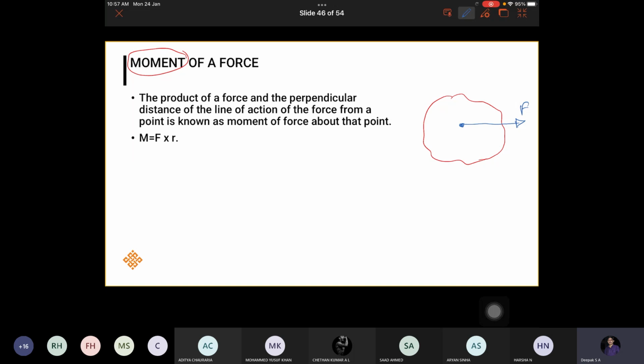Then, if at all I want to find the moment of that force, see, moment refers to a force. So you cannot just write moment. Moment of a force is nothing but its force into the perpendicular distance from the point about which it is taken. So moment of a force is calculated for a point.